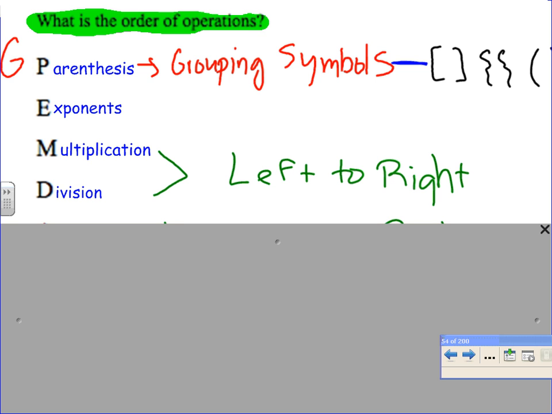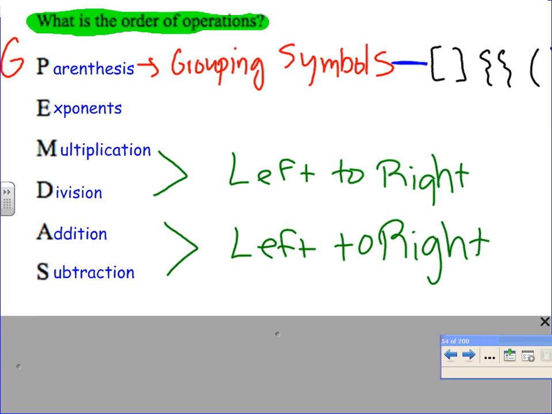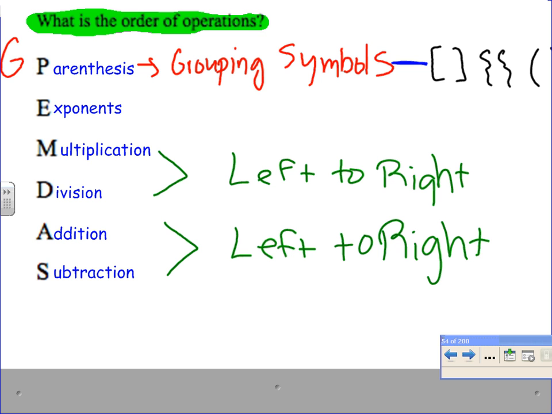What are the last two? Doug? Okay, Doug, how do we know the order to simplify those? Good, left to right. So we take care of what is inside grouping symbols first. Second step, simplify exponents. Third step, multiply and divide from left to right. Fourth step, add and subtract from left to right. So it's extremely important that you remember multiplication and division from left to right, addition and subtraction from left to right.